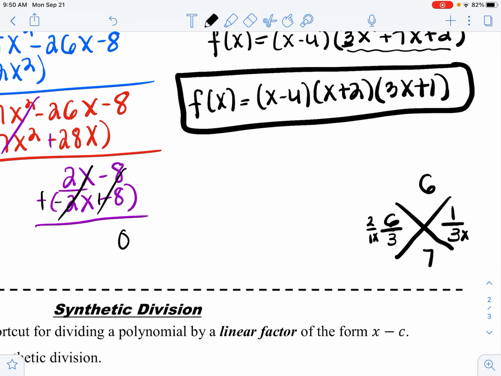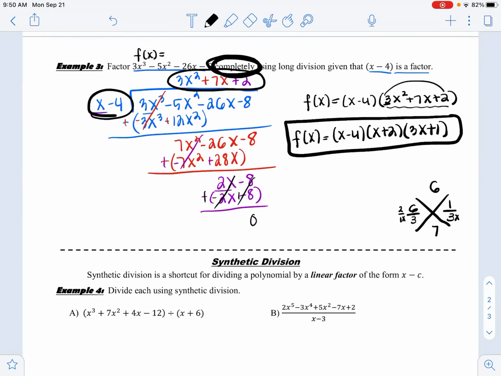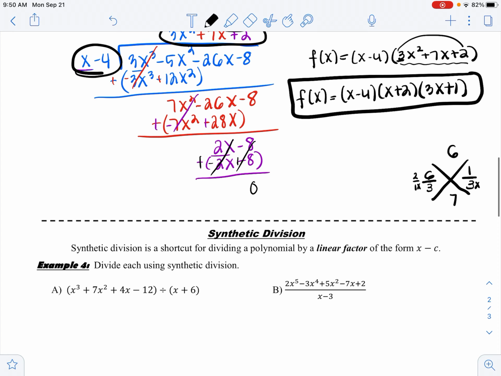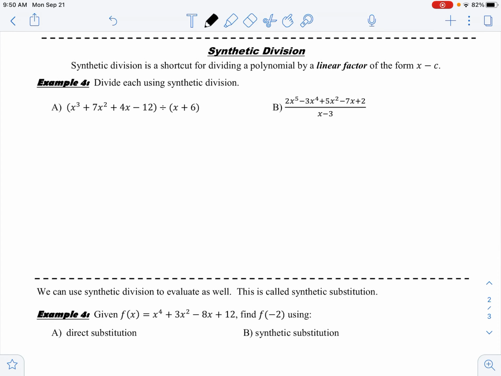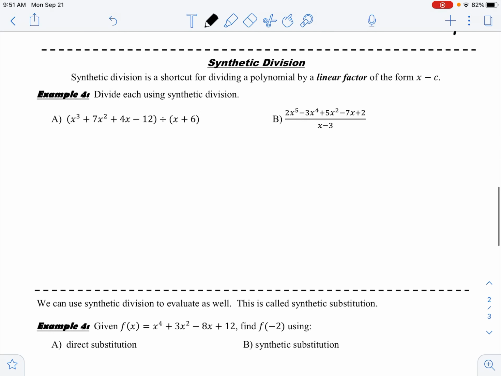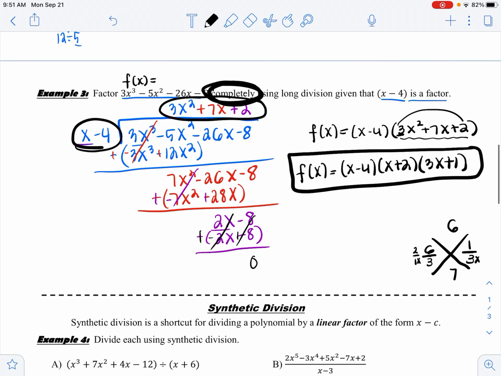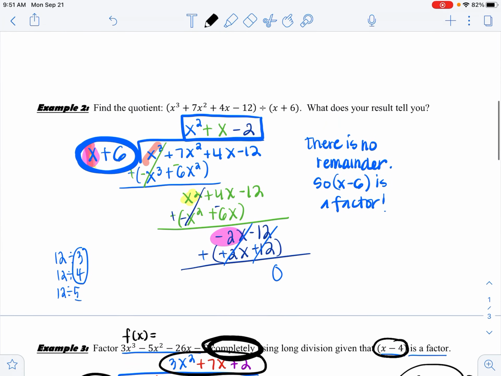Okay, so you did this in Algebra 2 with trig, but it might be a little blurry because it was more of the advanced stuff. All right, synthetic division is a shortcut to dividing polynomials by a linear factor of the form x minus c. So if we look back, we were dividing by x minus 4 here. We could have used synthetic division.